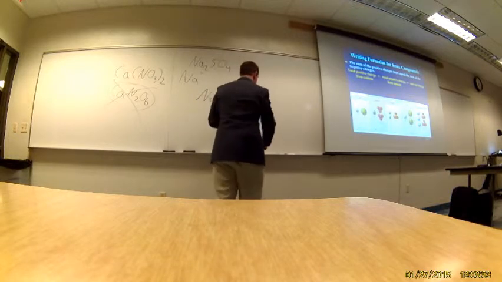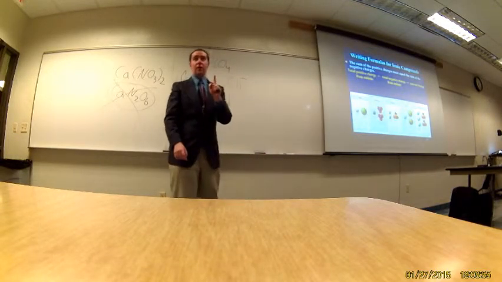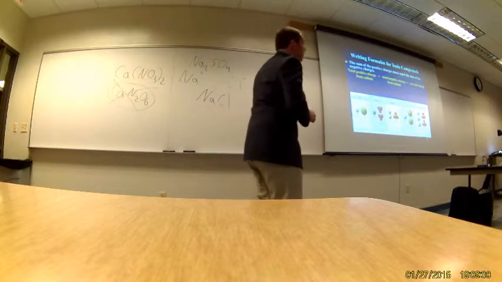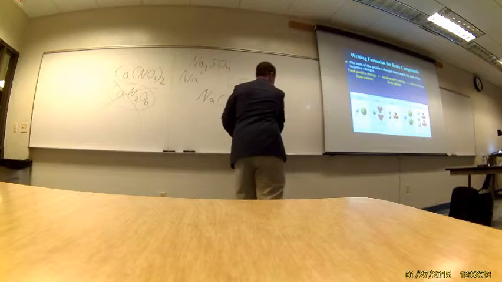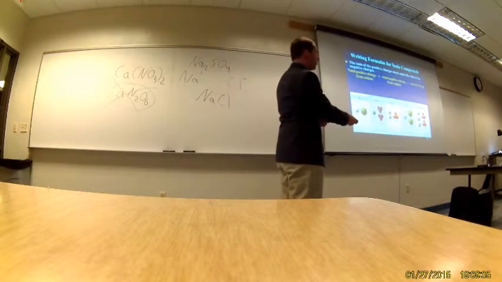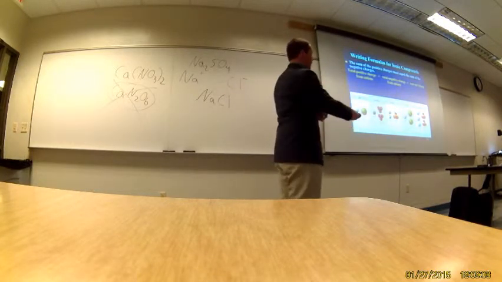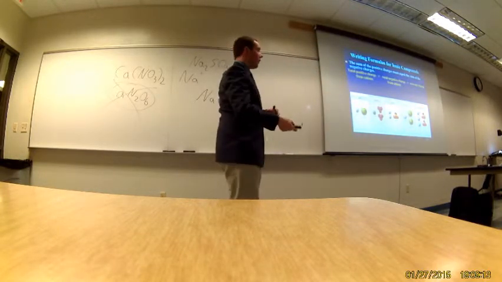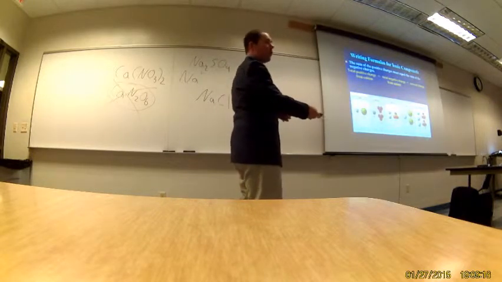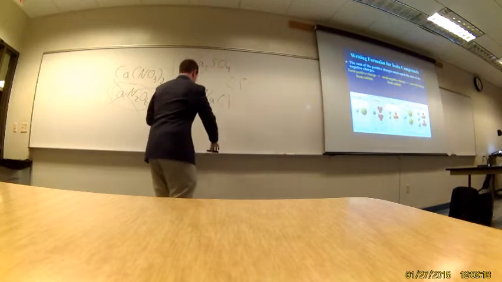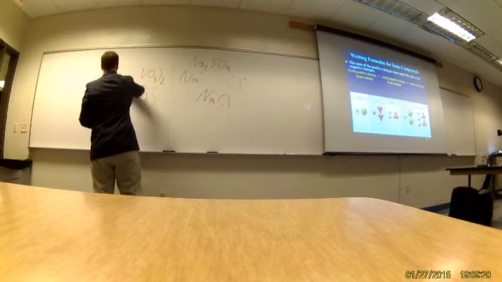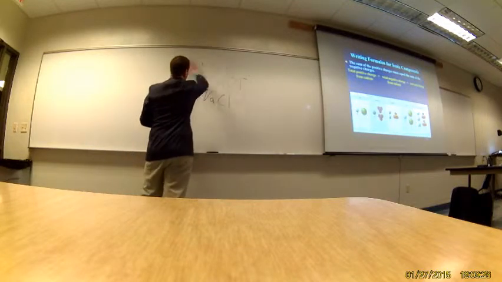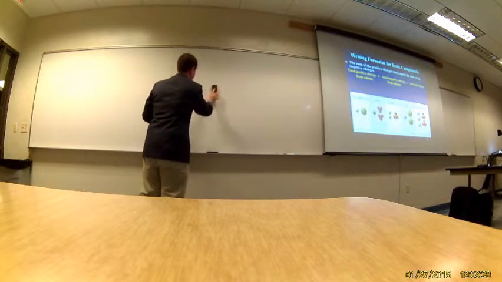If you can do that multiplication in your head, that's great. You can say, well, if I multiply my 2 by 3 to get to 6, and I multiply my 3 by 2 to get to 6, then I would have Ba3(PO4)2. Okay. But there's a simpler way to do that. Sort of another one of those little tricks, you can do it even if you don't know what you're doing.